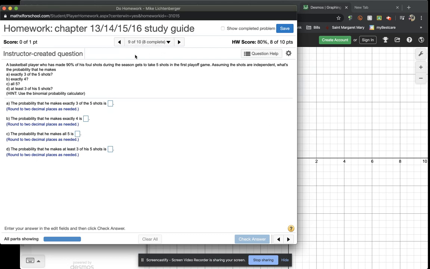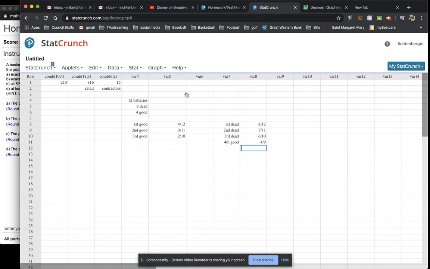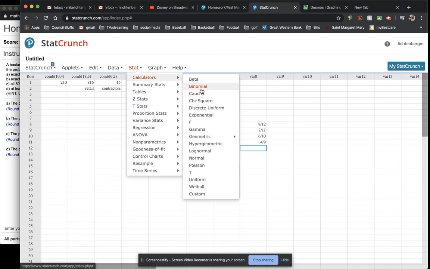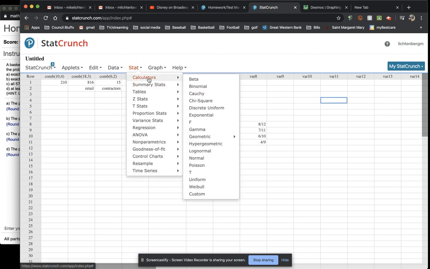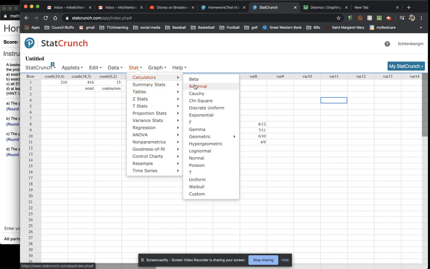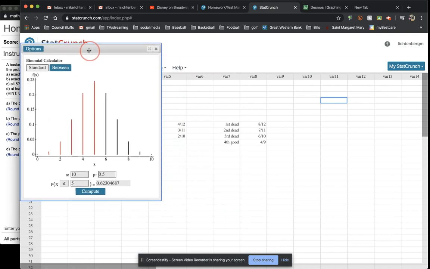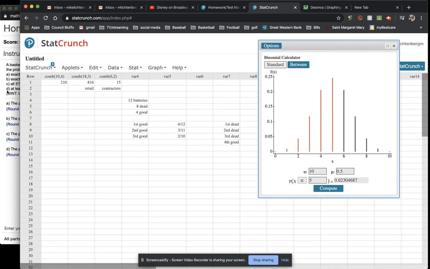Let's see. This is a binomial probability calculator. So these are going to be done exclusively on StatCrunch. We're going to go to Stat, Calculators, and Binomial. Again, that's Stat, Calculators, and Binomial. And every answer on this we'll be able to do using this calculator here. So let's bring this up.